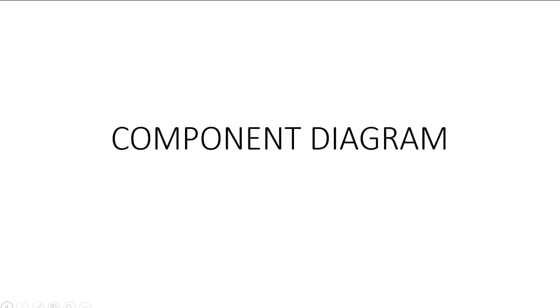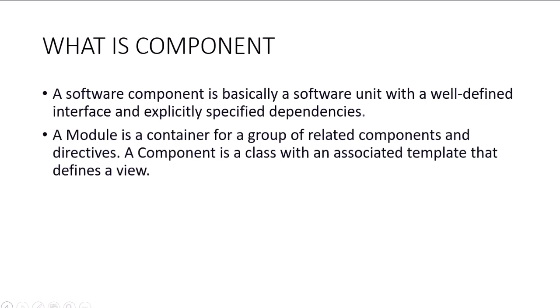Now come to discuss the component diagram. So let's start. What is a component? A software component is basically a software unit or elementary part. We can say in short, an elementary part with a well-defined interface and explicitly specified dependencies. In simple words, in a programming context, we can say that a class is a component.